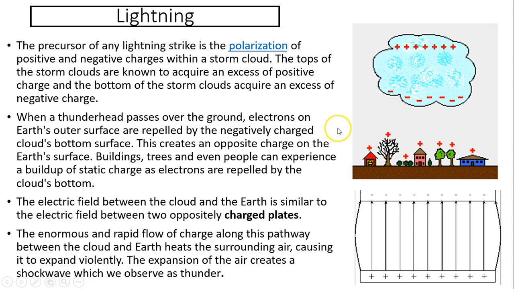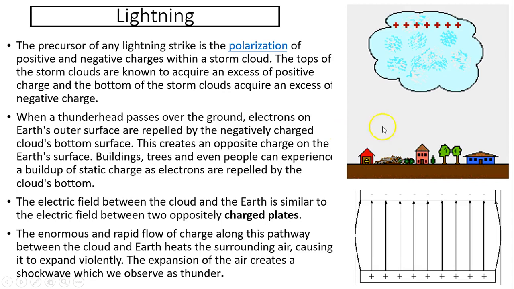When they meet, a path will be formed, and this path is a lightning. The enormous and rapid flow of charge along this pathway between the cloud and earth heats up the surrounding air, causing the air to expand rapidly. This expansion of air creates a shock wave, which we observe as thunder.